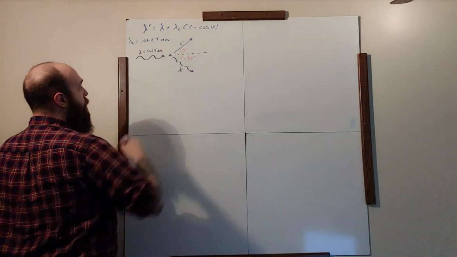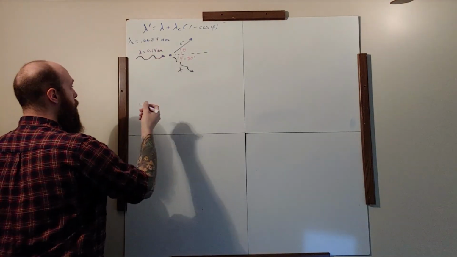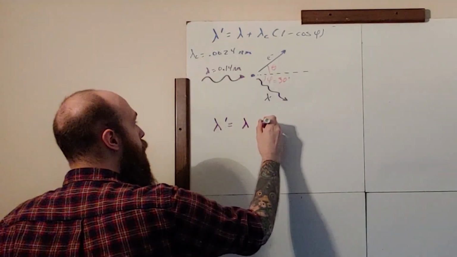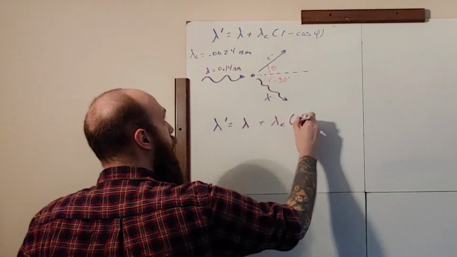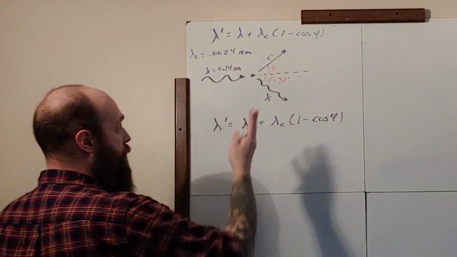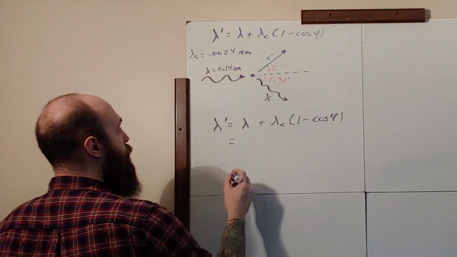We just have to figure out this photon's scattered wavelength, and we're just going to use Compton's formula. So lambda prime equals lambda plus lambda c times 1 minus cosine of phi. Really no reason to rewrite that because I have it up there, but whatever. And so what we're trying to find is this lambda prime. So we're going to plug in.